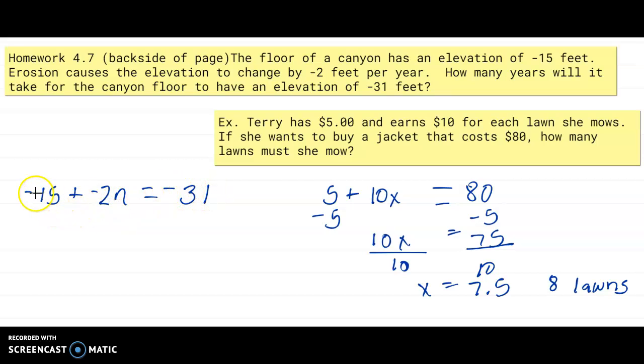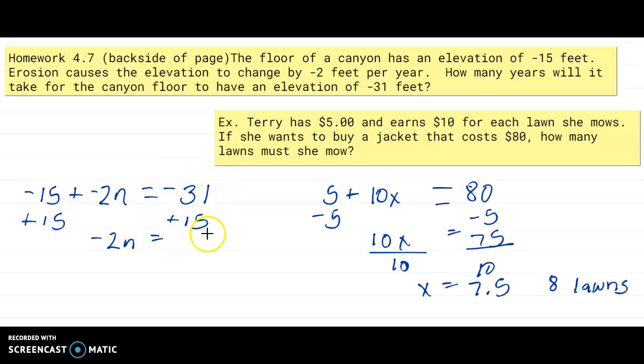So now I have my equation, and let's think about what this means. I'm at negative 15 feet. I'm going to continue to drop by negative 2 feet every year for a certain amount of years until I'm at negative 31 feet. So now I'm going to solve this using my rules for solving equations. Step 1 is to reverse any addition or subtraction. Well, here I'm subtracting 15, so the reverse of that would be to add 15. So I'm going to add 15 to both sides. Then on here I'm left with negative 2n equals negative 31 plus 15.